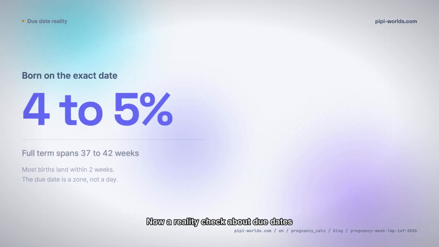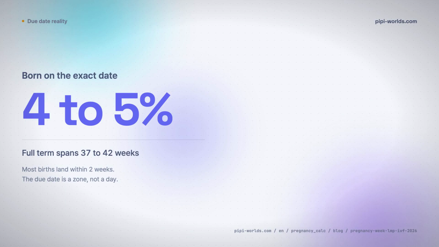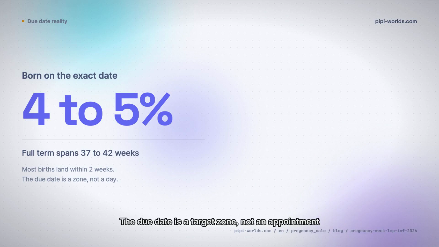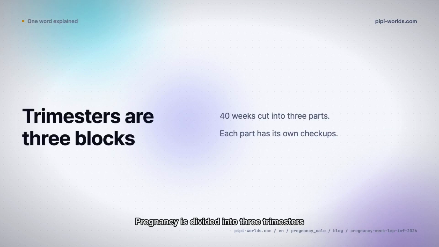Now a reality check about due dates. Only about 4 to 5% of babies arrive exactly on the predicted date. Most births happen within 2 weeks of it, either side. That is why doctors call 37 to 42 weeks a full-term delivery. The due date is a target zone, not an appointment. Next, the map of the 40 weeks. Pregnancy is divided into 3 trimesters, and the word simply means the 40 weeks cut into 3 blocks. Each block has its own checkups and its own things to watch.